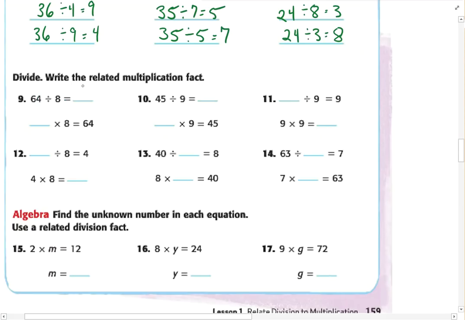So 64 divided by 8 is 8, and so 8 times 8 is 64. 45 divided by 9 is 5, so 5 times 9 is 45. 81 divided by 9 is 9, so 9 times 9 is 81. 32 divided by 8 is 4. 4 times 8 is then 32. 40 divided by 5 is 8. 8 times 5 is 40. Do you see how this connects? 36 divided by 9 is 7, because 7 times 9 is 36.